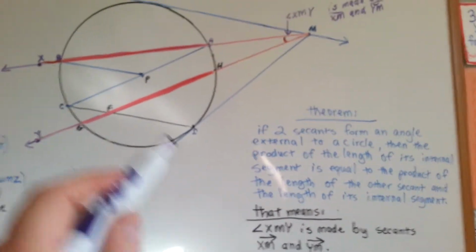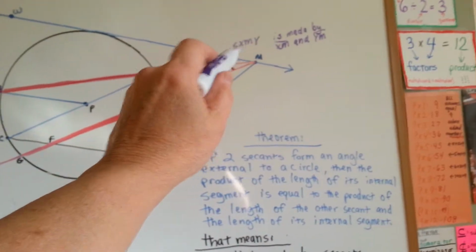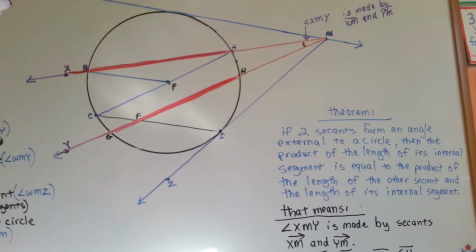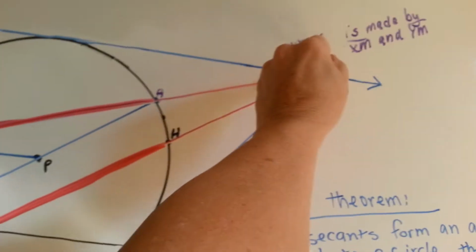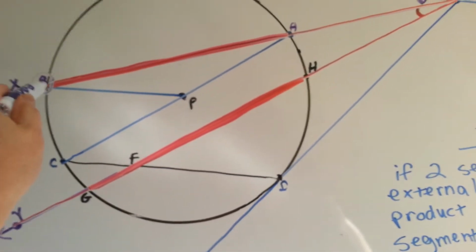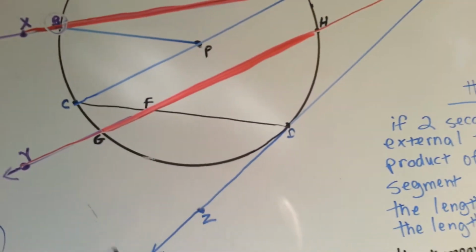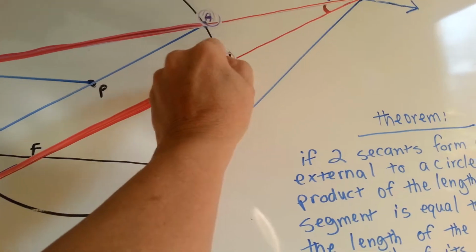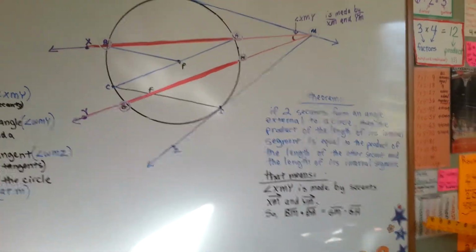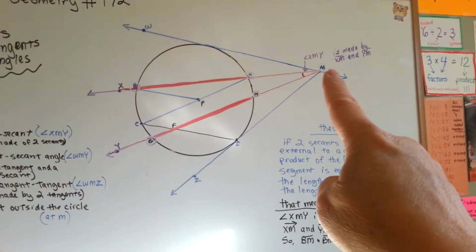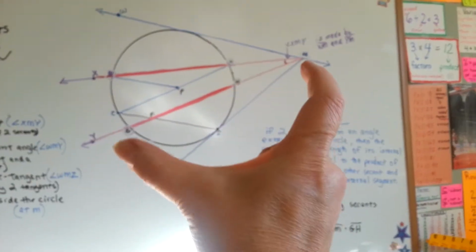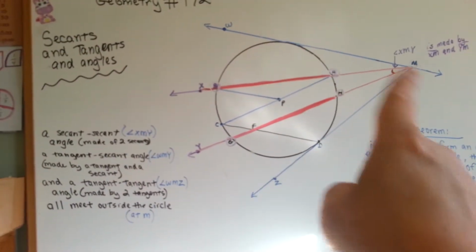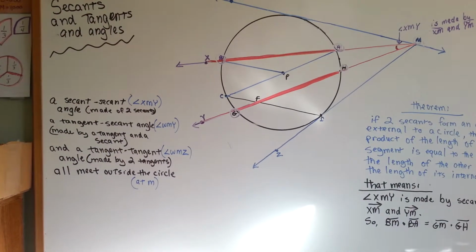But what our theorem is talking about is the angle right here, made with XM and XY. It's saying that from this point to this point, multiplied by this point to this point, is equal to GM multiplied by GH. So you're going to be able to use that in a proof. This multiplied by that is equal to this multiplied by that. And you can have these different angles made by two tangents, two secants, or a tangent and a secant.